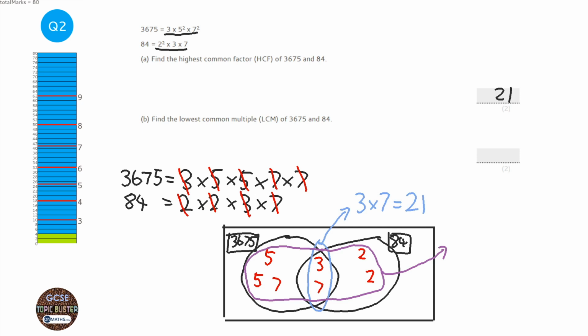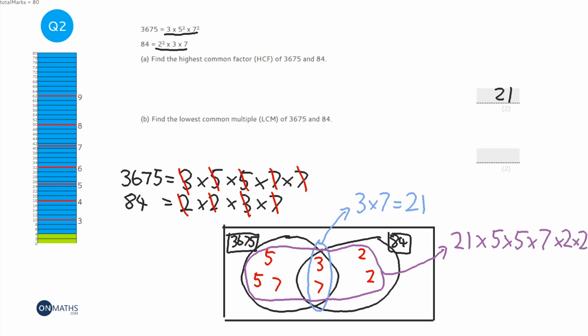So if we did 3,675 times 84, we would be timesing by 3 and then timesing by 7 again. So we've already done the middle bit. So we've already done the 21 in the middle. And I need to do the ones around the side. So we've got 5 times 5 times 7 times 2 times 2.